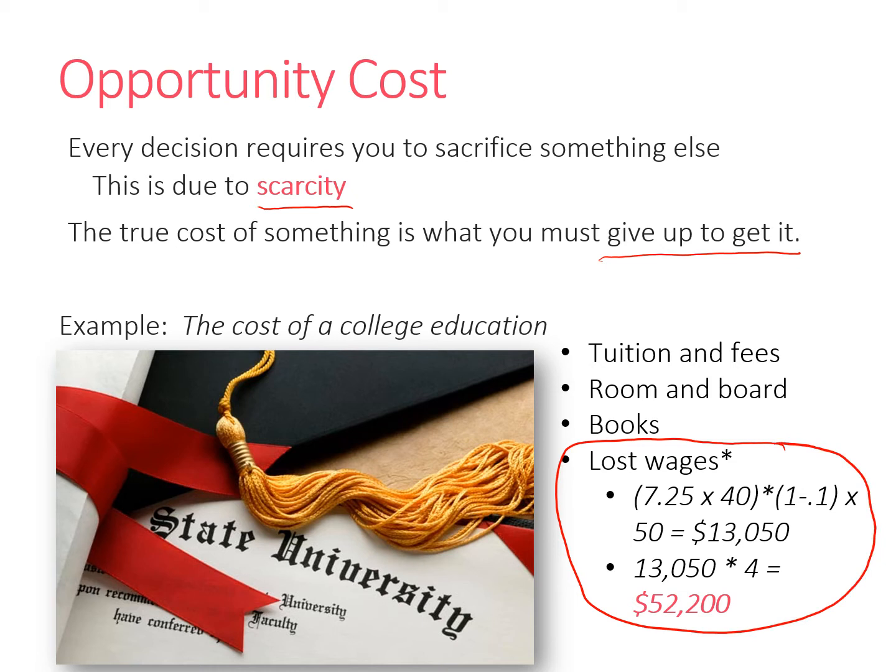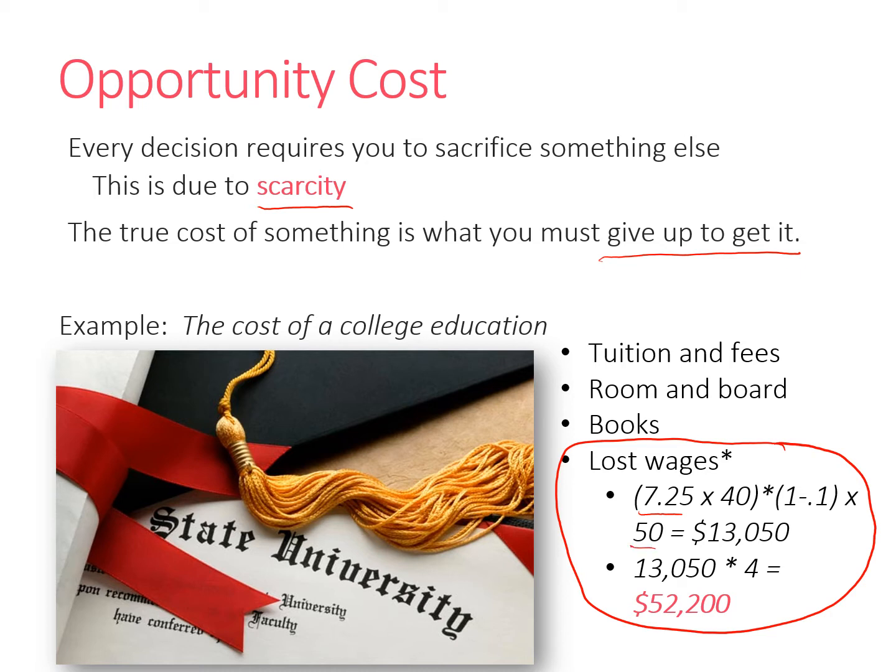Now you might be saying, oh, but Mr. White, if I don't go to college, I can't get a good job anyways. That may be true, but even with a not so great job, let's say you're just earning minimum wage, $7.25 an hour, and you work 40 hours a week. That means that if you multiply times 1 minus 0.1, that'll tell you how much your after-tax income is.